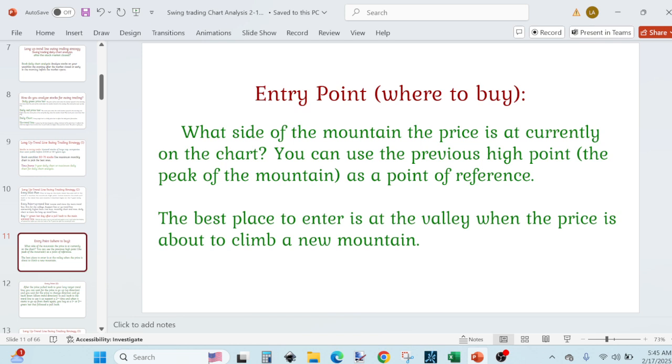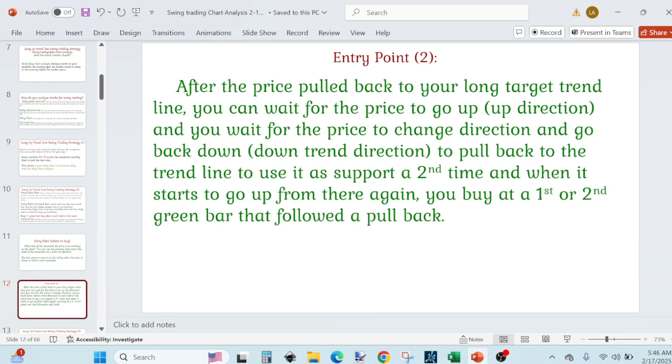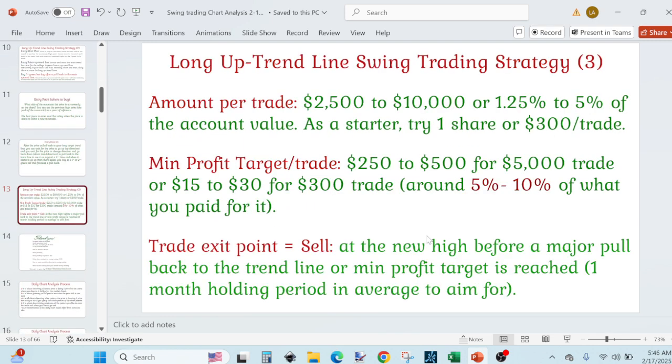With the long uptrend line swing trading strategy, when you buy the stock at the long trend line, it is the lowest price that you are going to get in at, even if you are using a short uptrend line. It is the valley of the mountain. When you are using the long uptrend line swing trading strategy, you are buying at the valley of the mountain, and then you climb the mountain, the upside of the mountain, with the price, and you'll be able to accumulate a lot of profit along the way. And when you reach a new high, you sell.